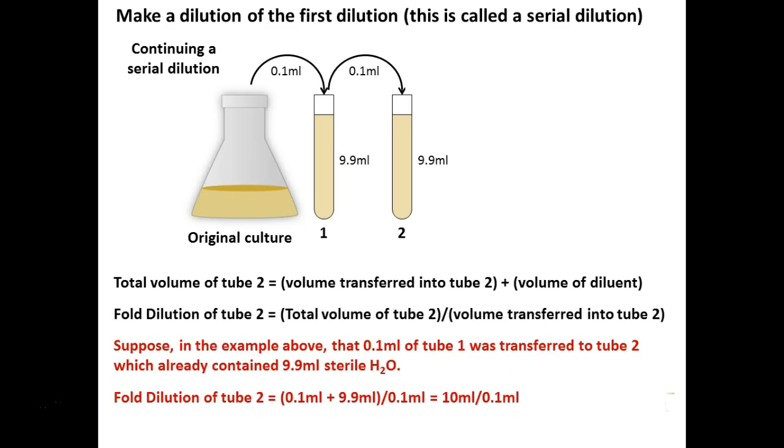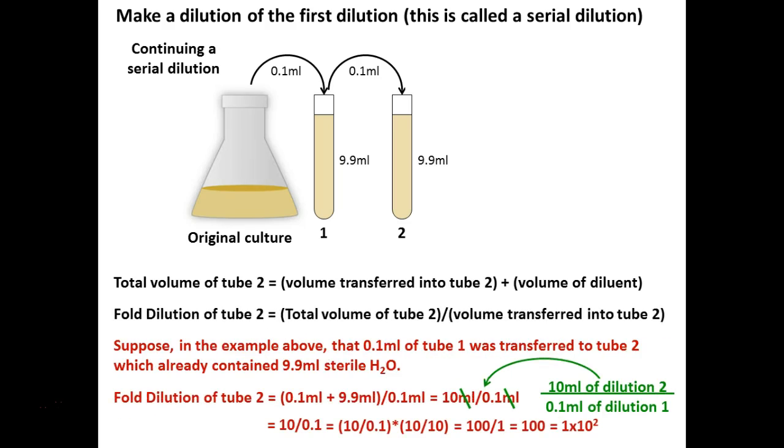So what about the next tube? This tube, they're going 0.1 into 9.9. So what's that dilution? Same as the one before it. It's 9.9 plus 0.1, which gives you 10, divided by 0.1, which gives you, yet again, a 100-fold dilution. So they just did the same thing again for tube 2.